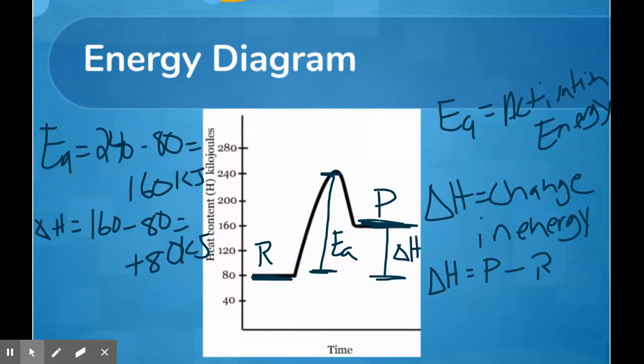So if you remember, in an endothermic reaction, energy is absorbed by the reaction. In an exothermic reaction, energy is released. So if you look here, the reactants have less energy than the products. That means that this reaction is endothermic. So when you're looking at these diagrams and the amount of energy in the products is higher than in the reactants, that tells you that this is an endothermic reaction because energy has been absorbed by the reaction.